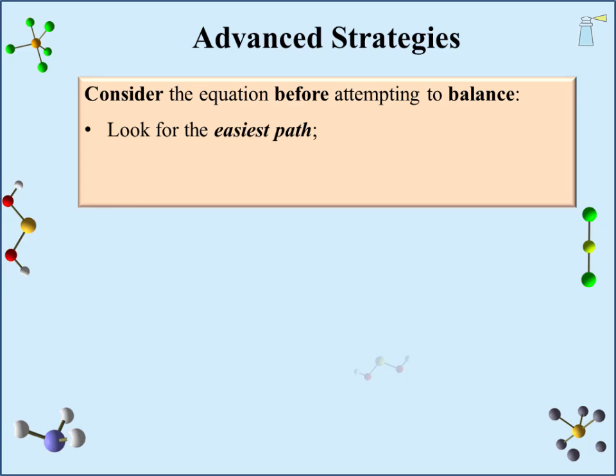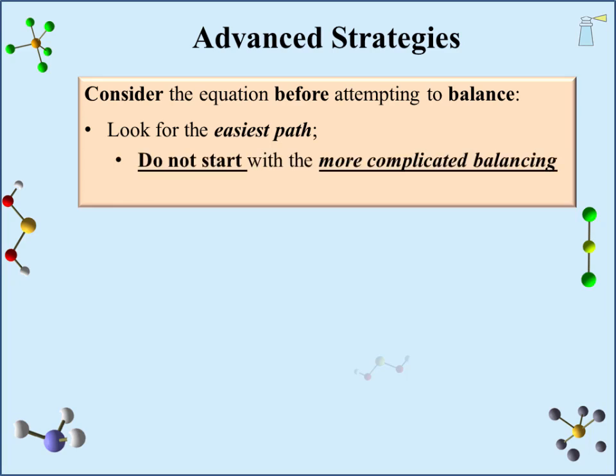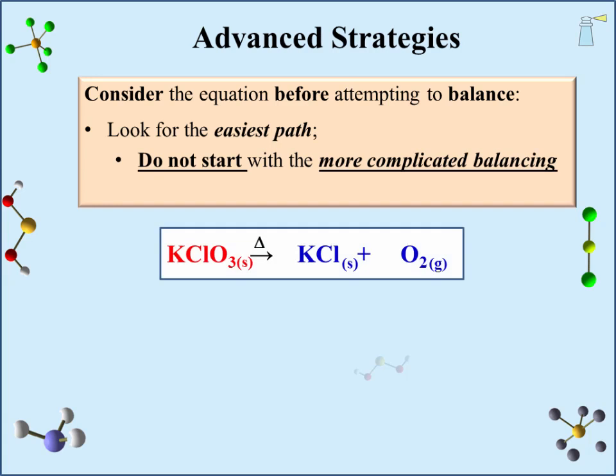A tip to finding an easier path is to not start with the more complicated balancing. Do the simpler balancing first and save until the end of the process the balancing of atoms that are in multiple compounds or atoms that come in reactant to product ratios that are more complicated. For example, the oxygens in this reaction are not a good starting atom type since they have a subscript ratio of 2 to 3. It's better to hold off on that atom till the end.